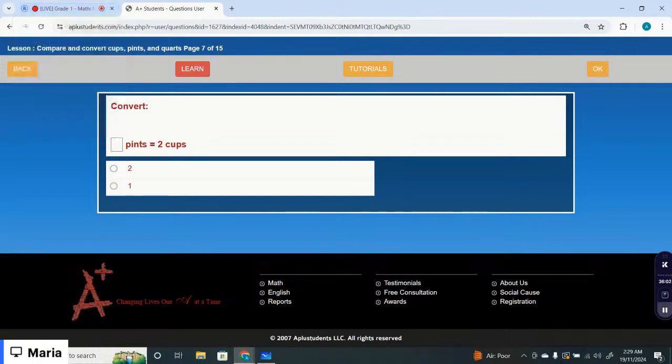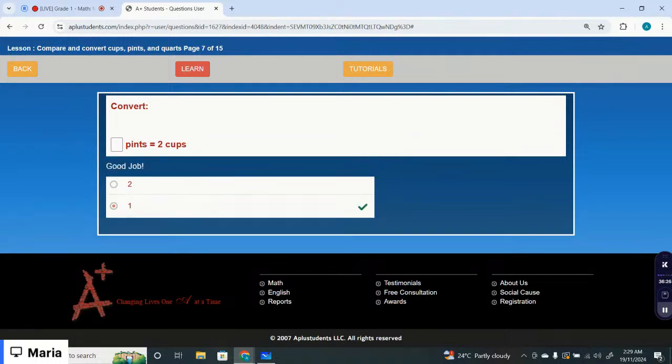Two pints equal how many cups? That is 2 cups equal 1 quart. Option number 2 is the correct option.